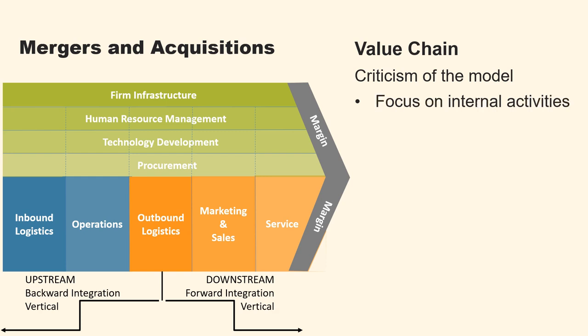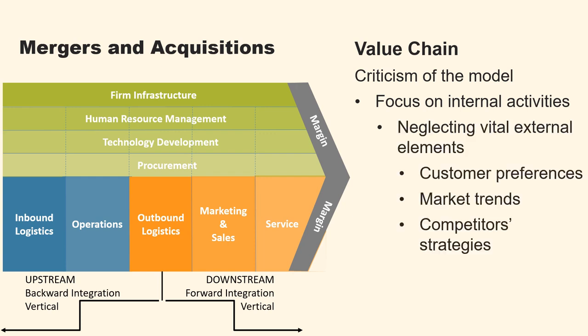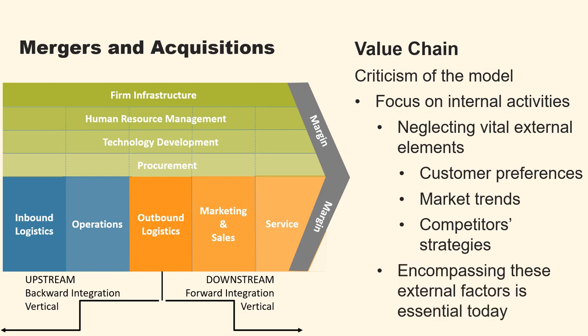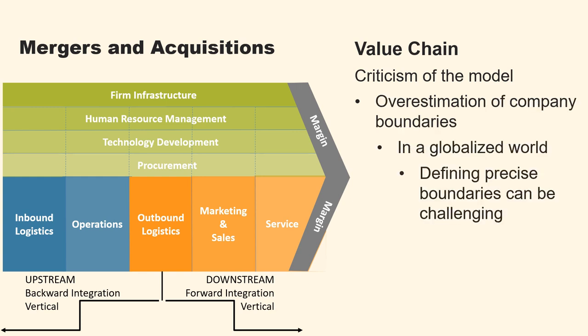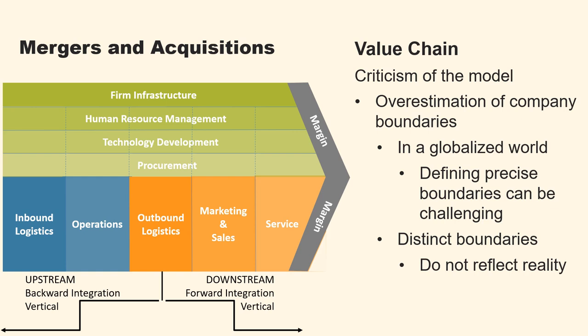The model focuses on the internal perspective. The model primarily focuses on internal activities, potentially neglecting vital external elements like customer preferences, market trends, and competitors' strategies. A more comprehensive approach encompassing these external factors is essential in today's business environment. The model overestimates company boundaries. Defining precise company boundaries can be challenging in a globalized world with intricate supply chains and collaborations. Porter's value chain model presupposes distinct boundaries, which may not always reflect reality.